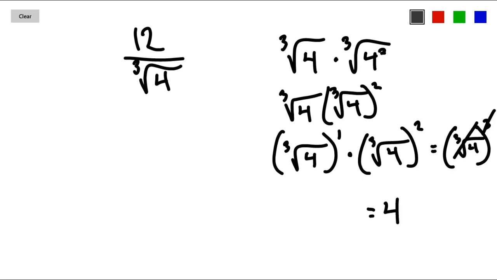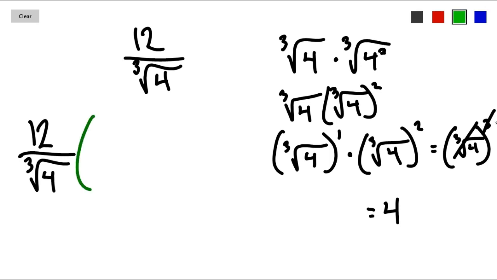So when I utilize this property, I'm going to have 12 on the top times the cube root of 4, and then I'm going to multiply that top and bottom by the cube root of 4 squared.